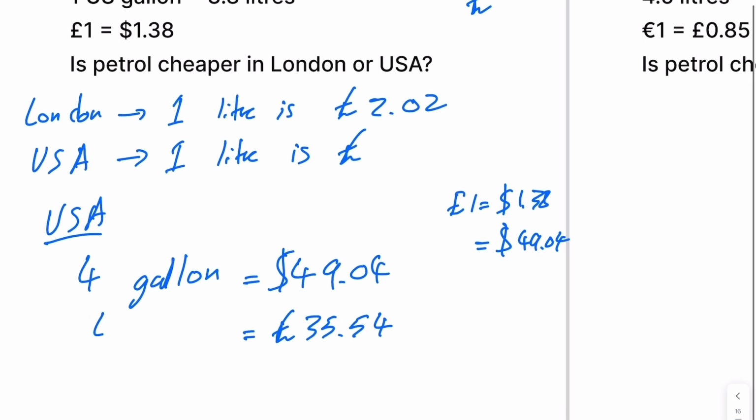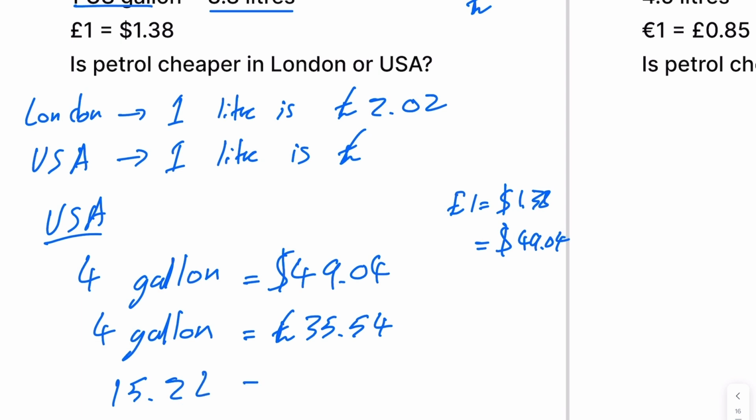So now I've got that, but again, it's in gallons. Now I want this in litres. So I know that 1 gallon is 3.8 litres. So I know that 4 gallons will just be 4 times 3.8. So this will be 15.2 litres is equal to 35.54.